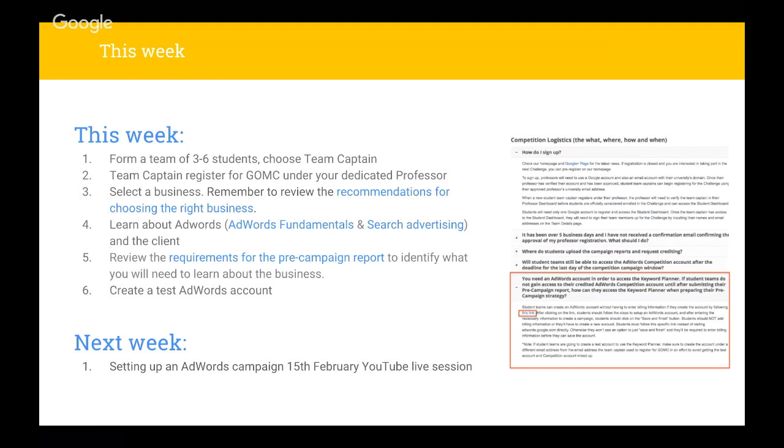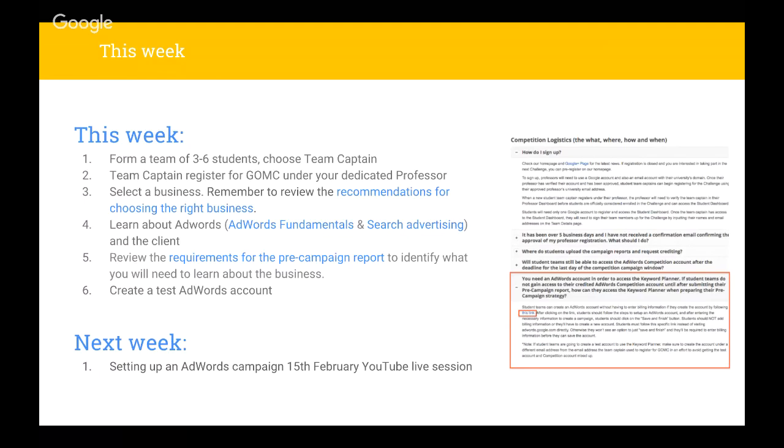Selecting a business is also something that is really, really important for you to think about this week. Remember to, first of all, review the recommendations for choosing the right business on the GOMC, so on the Challenge website. I absolutely recommend you to also check the examples of the pre-campaign reports and the reports and examples of the businesses that previous students have selected, simply to get an idea of what worked well and to get a little bit more varied examples on that.